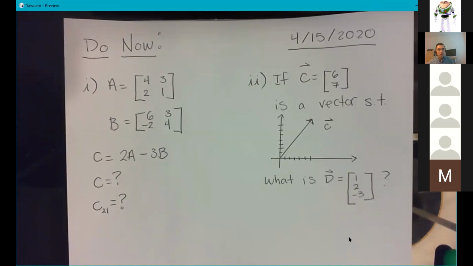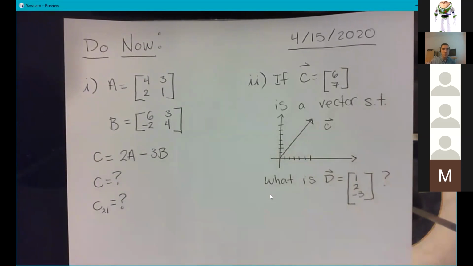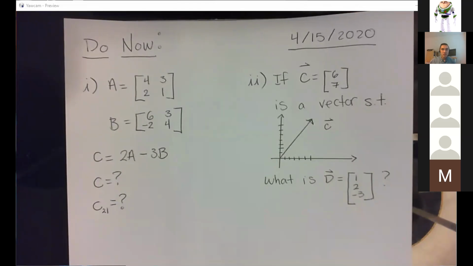And then on top of that, not only do I want you to find all of matrix C, but also tell me what is entry 2, 1 of matrix C. Just a quick vocab check in terms of how these terms down here can name out specific positions within a matrix.